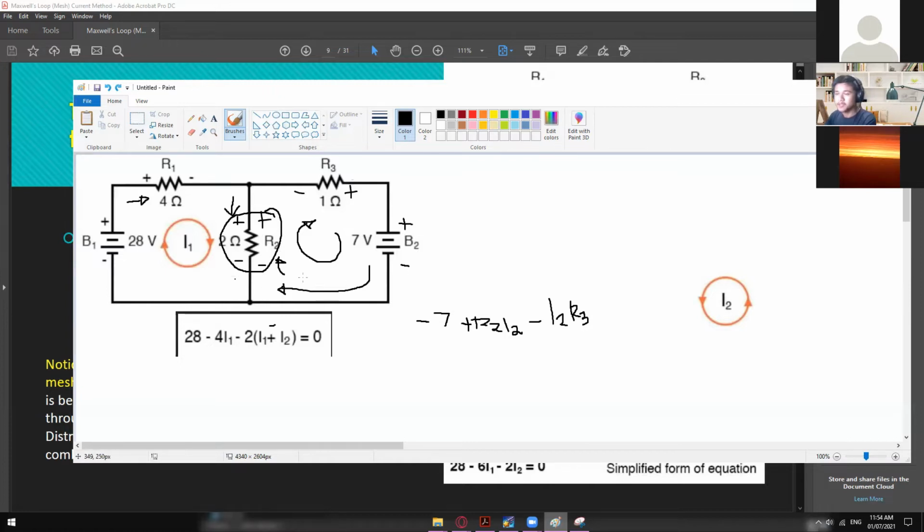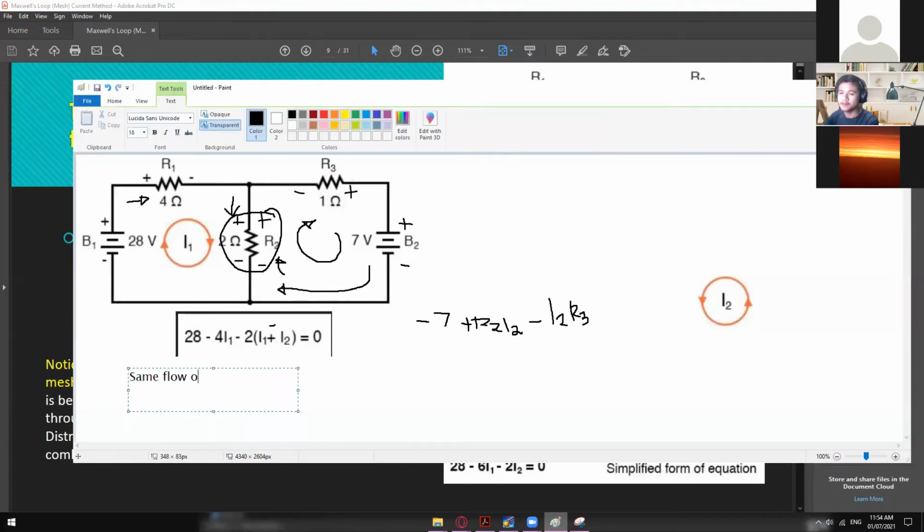So were you guys able to get that one so far? And how to determine if it's negative or positive on this one? Hello, hello. Are we clear with that one? Same flow of current, they will be added with each other. But if different flow of current, then they will be subtracted with each other. So are we clear with this one, guys?